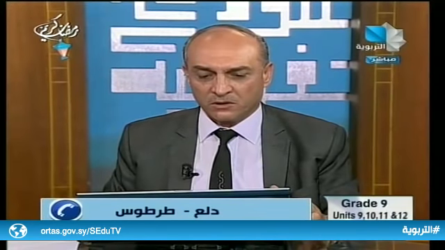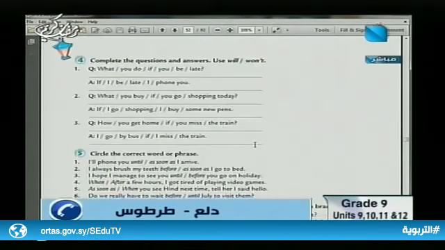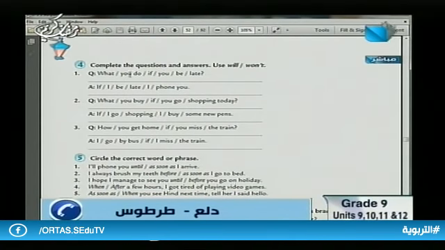Let's use the book. Here we can use the laptop. Page 50, exercise 4. Number 1, right, Dala? Number 1 or 2? Number 1. What you do if you be late? Here you have to use will. What will you do if you are late? Or what would you do if you were late? Here we can, I think, use both cases, right?